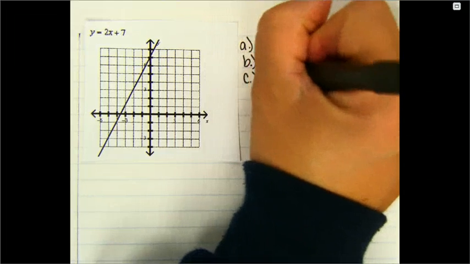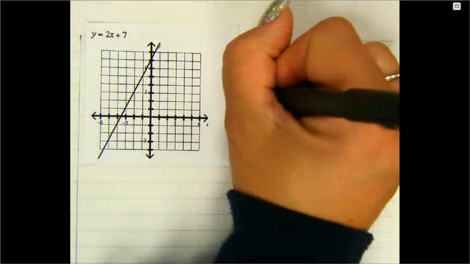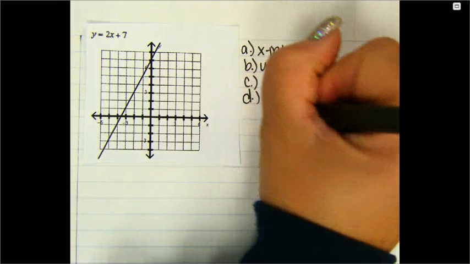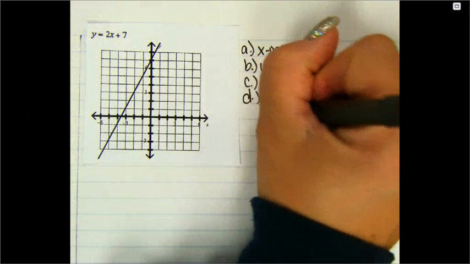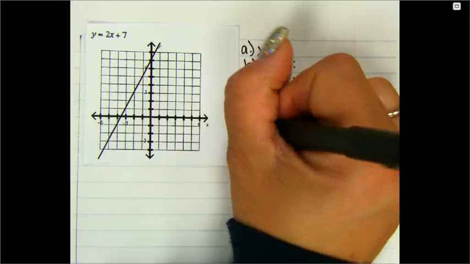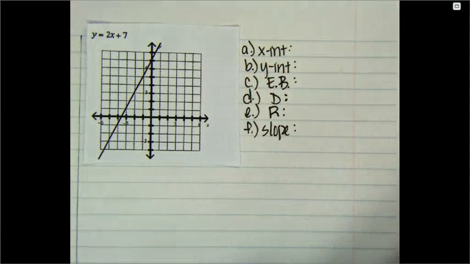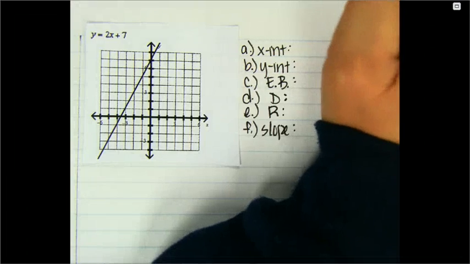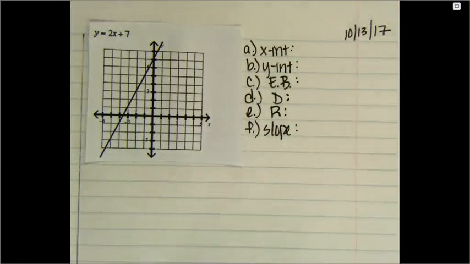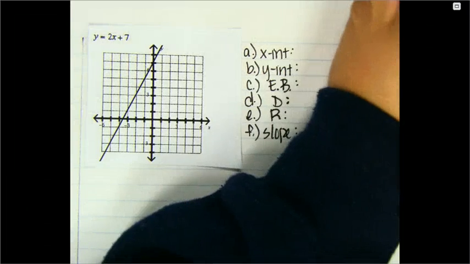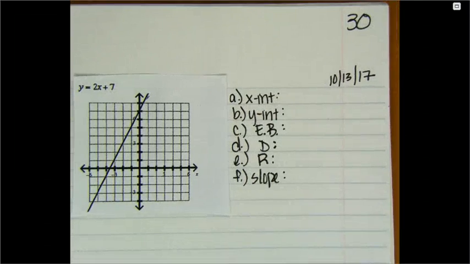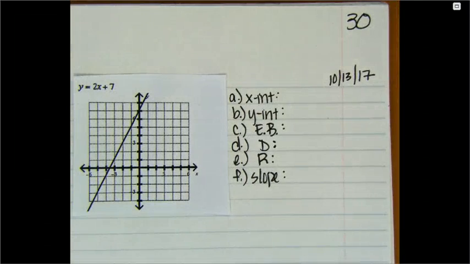In behavior, you can go ahead and call it EB. That's perfectly fine. Domain, you can just call it capital D like that. Range is capital R. And then F is slope. When you have your answer, I want you to check with someone next to you. See if you have the same thing.